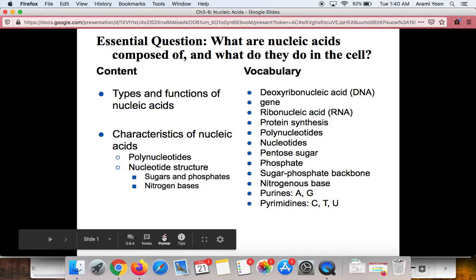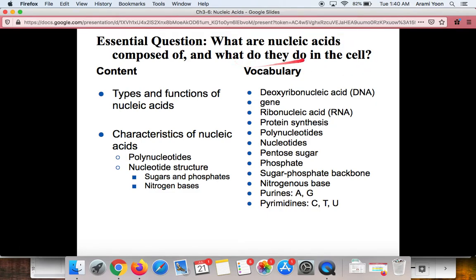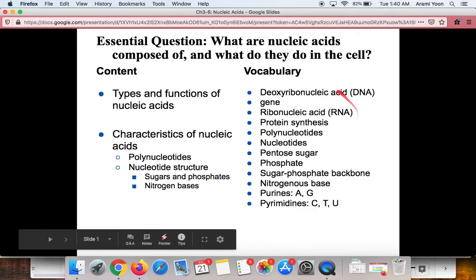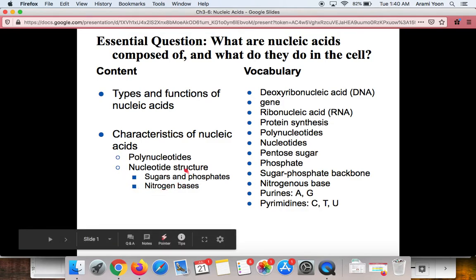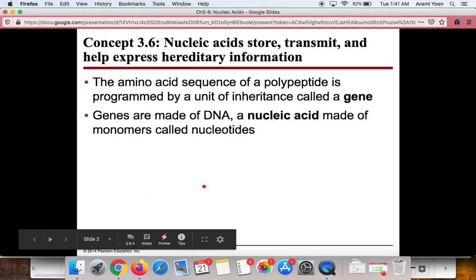Hi, this is the AP Bio lecture on nucleic acids, and your essential question is, what are nucleic acids composed of, and what do they do in the cell? You should be able to answer this question using these vocabulary by the end of this lecture. So first, we're going to briefly talk about the types and functions of nucleic acids, and then we'll get into the characteristics of nucleic acids, and we'll mainly talk about the structure of the nucleotide, which is its monomer.